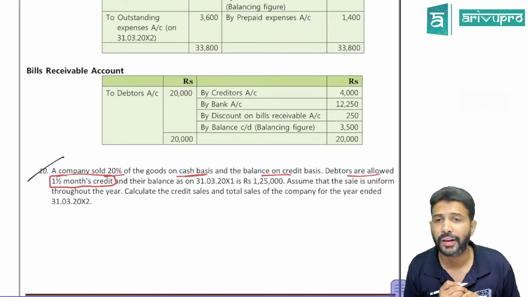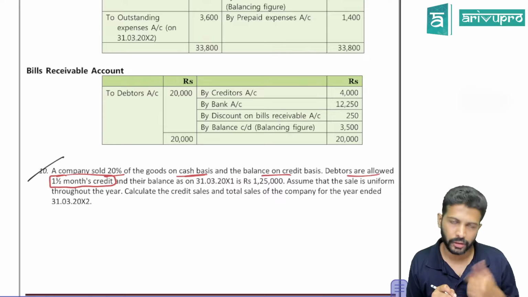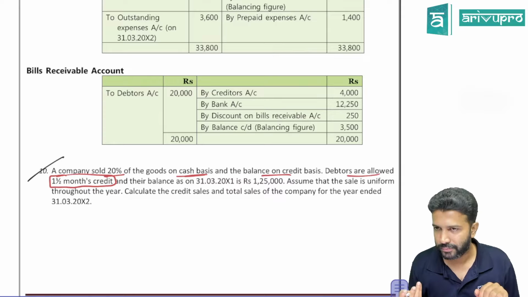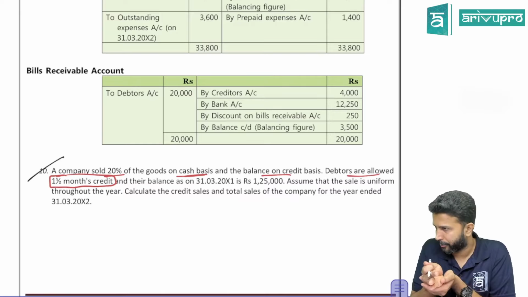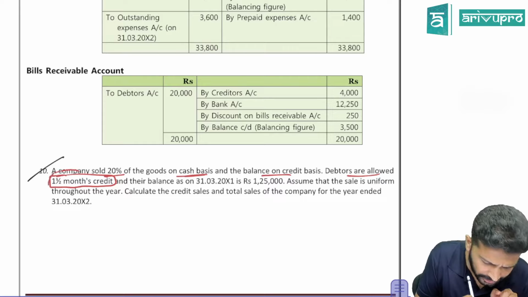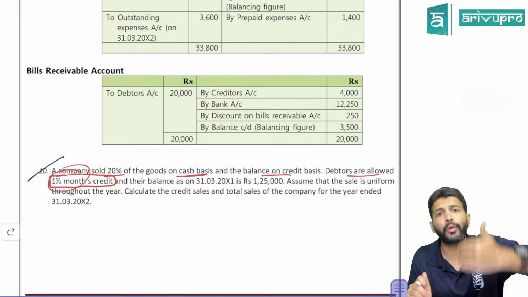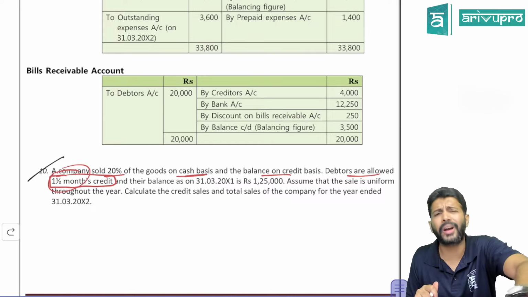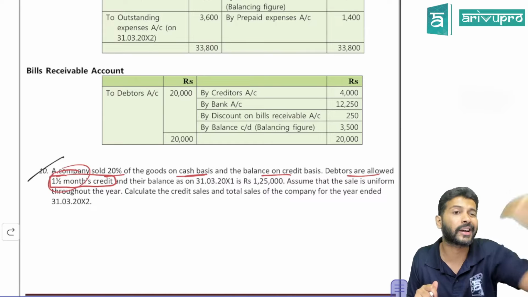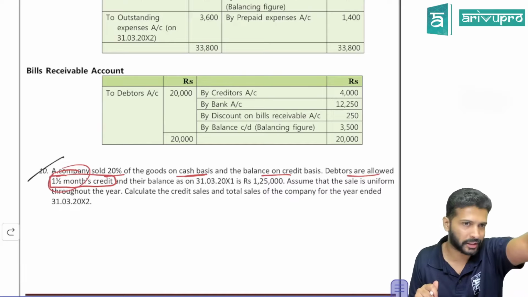1.5 months credit. Credit means what, sir? Credit period. The time given to pay. See, meaning if I sell the goods today, will I recover money from debtors today itself? No. So I have given him a credit of 1.5 months. So I'll have to wait for 1.5 months from today's date. After 1.5 months, I'll follow up with the debtor and collect the money. So it's nothing but the time period given for debtors to make the payment to us.